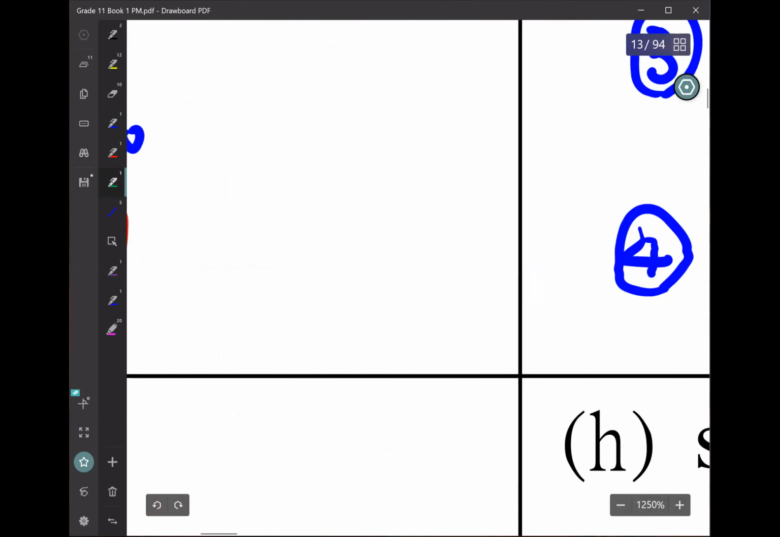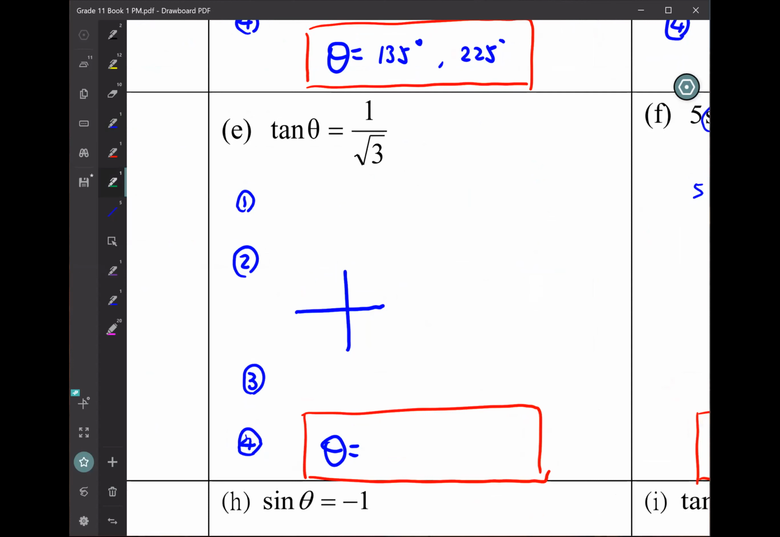Okay, question E. Step 1. Who haven't I asked? Okay, Marcus. Step 1, what's your answer? I got quadrant 1 and 3. Yep, very good. Okay, so I will draw it out, 1 and 3.